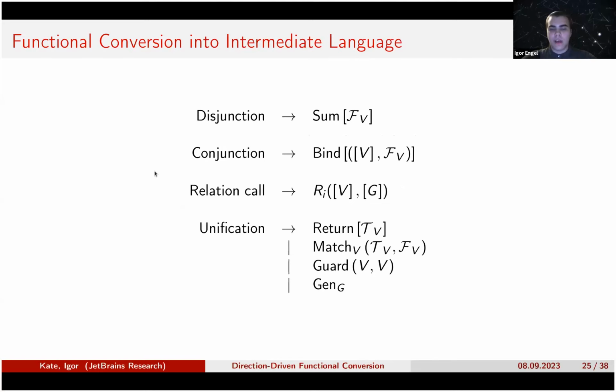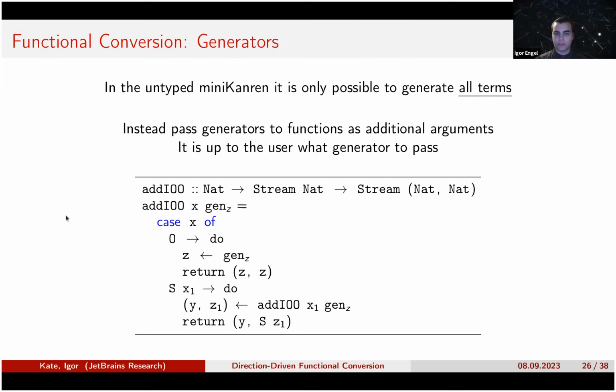So here's the high-level review of the translation. We translate a disjunction to sum to interleave the strings of various branches. We translate conjunction to bind, also allowing next conjuncts to use variables produced in the previous ones. Relational calls are translated to functional calls and passing of generators, and the invocation is, depending on mode, translated into one special operation. And the main problem during this conversion is generators.